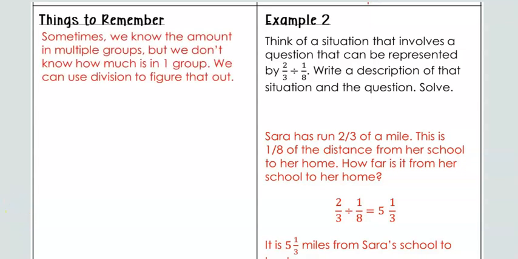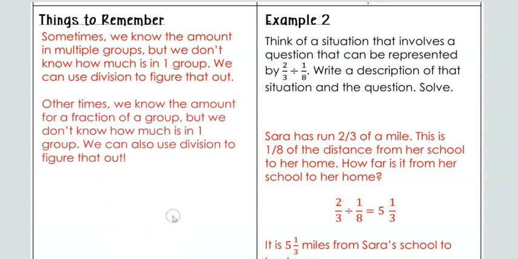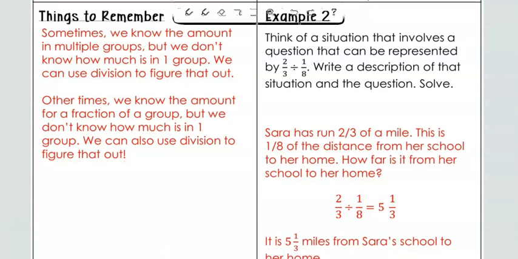Sometimes we know the amount in multiple groups, but we don't know how much is in one group. We can use division to figure that out. Other times we know the amount or a fraction of a group, but we don't know how much is in one group. We can also use division to figure that out.